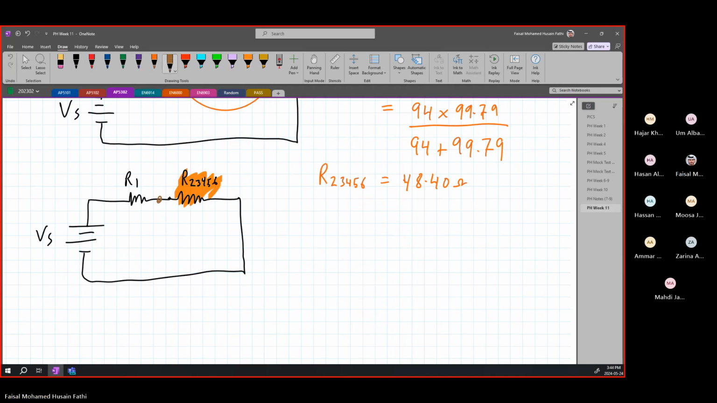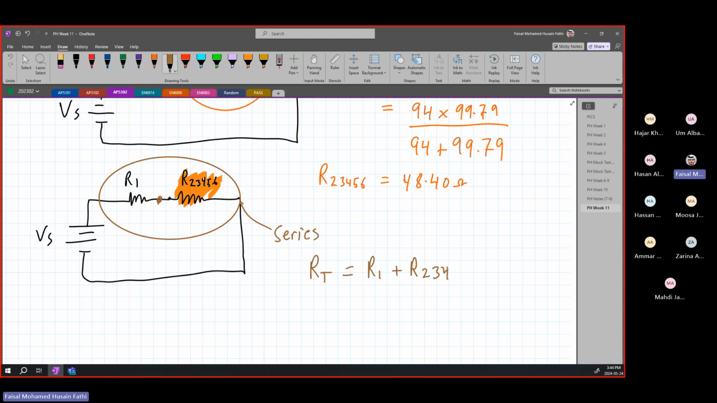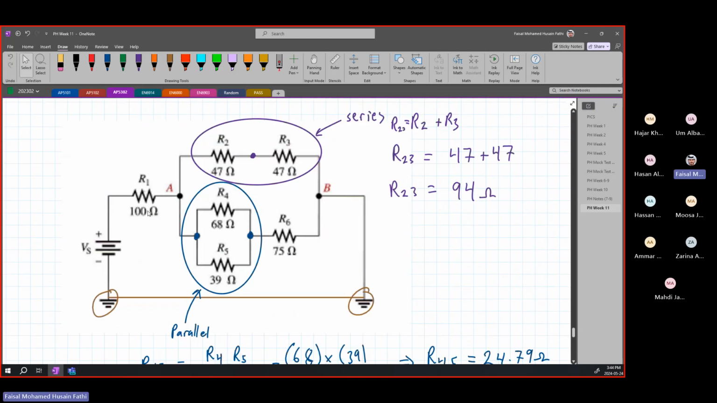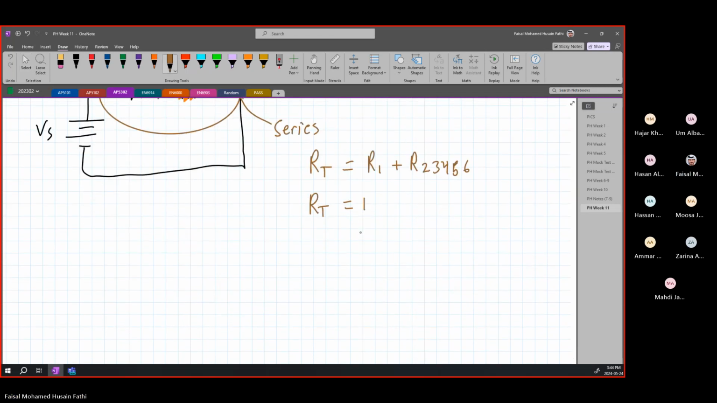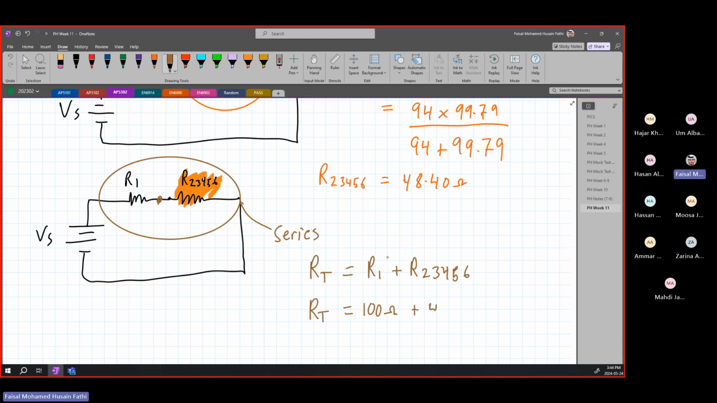These are in series with each other because there's only one point of connection. So series. So R total is equal to R1 plus R2, 3, 4, 5, 6. R total is equal to R1 was 100 ohms plus R2, 3, 4, 5, 6, which we found earlier, is 48.40 ohms.